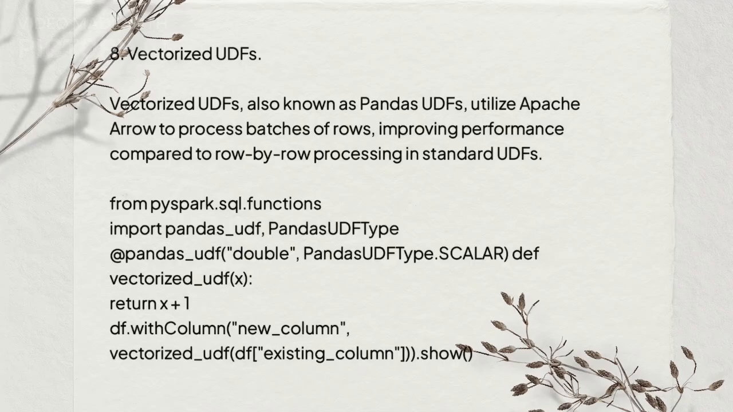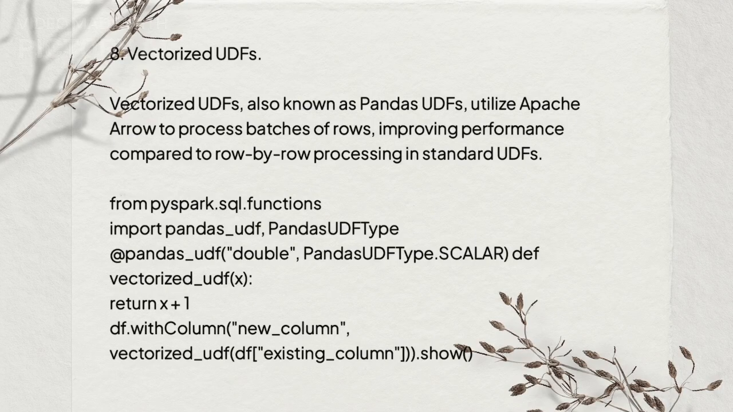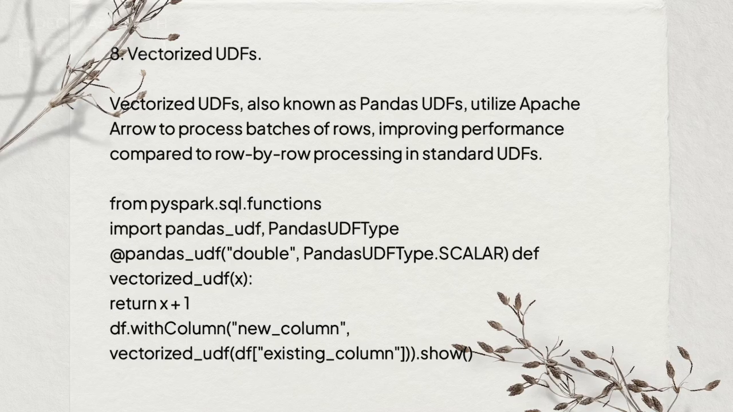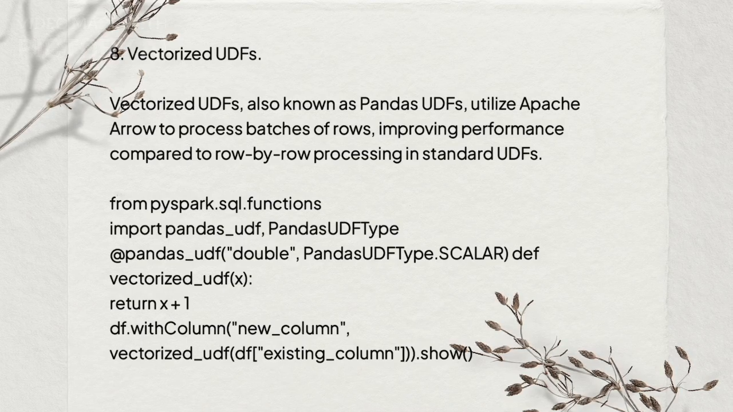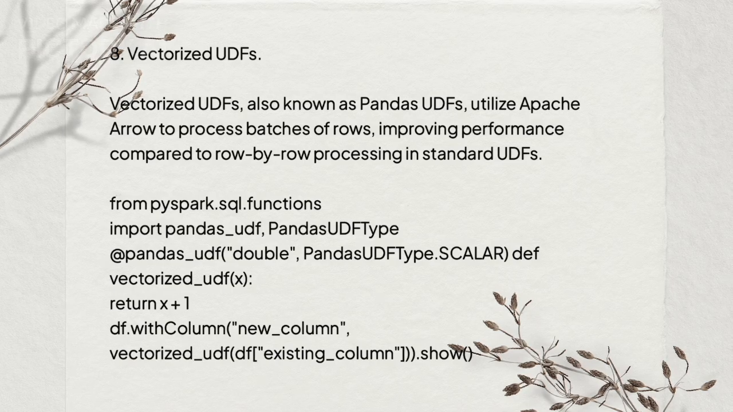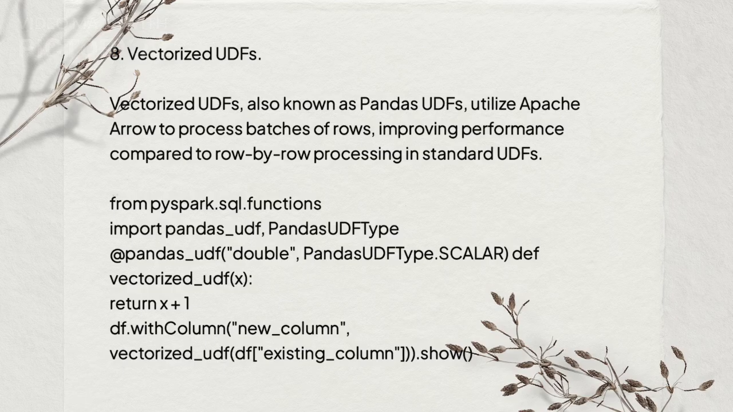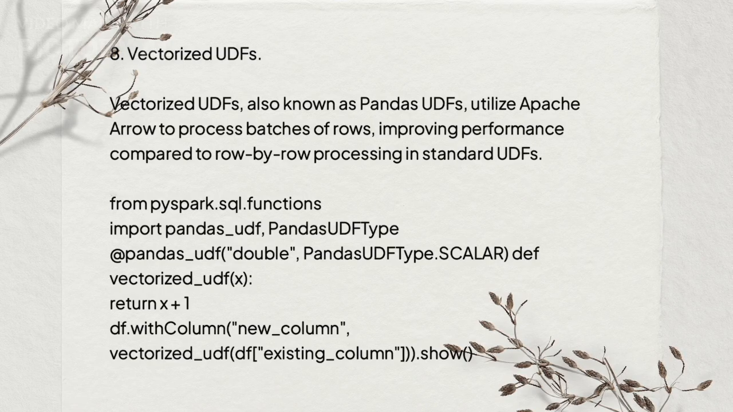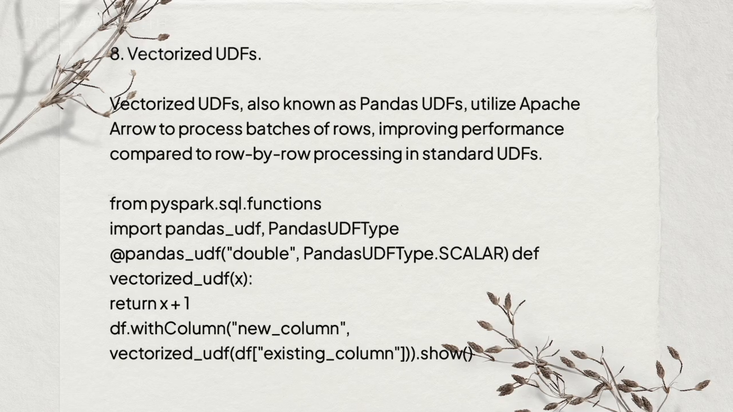8. Vectorized UDFs. Vectorized UDFs, also known as pandas UDFs, utilize Apache Arrow to process batches of rows, improving performance compared to row-by-row processing in standard UDFs. From pyspark.sql.functions import pandas_udf, PandasUDFType. @pandas_udf("double", PandasUDFType.SCALAR) def vectorized_udf(x): return x + 1. df.withColumn("new_column", vectorized_udf(df["existing_column"])).show().